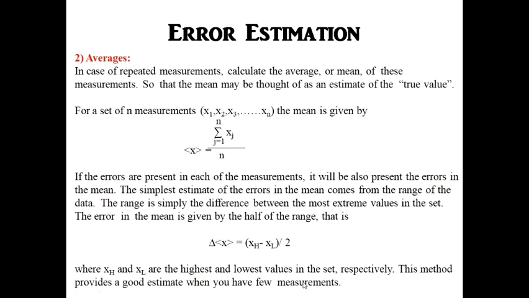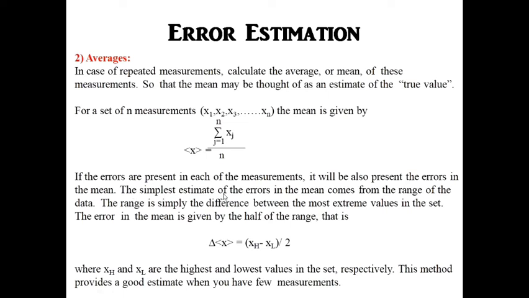Averaging. What is averaging? In the case of repeated measurements, calculate the average or mean of the measurements, so that the mean may be thought of as an estimate of the true or standard value. For a set of n measurements, x1, x2, up to xn are the measured values. The mean is given by this. If an error is present in each measurement, suppose x1 has some error, x2 has some error, and x3 has an error, it will also be present in the mean.